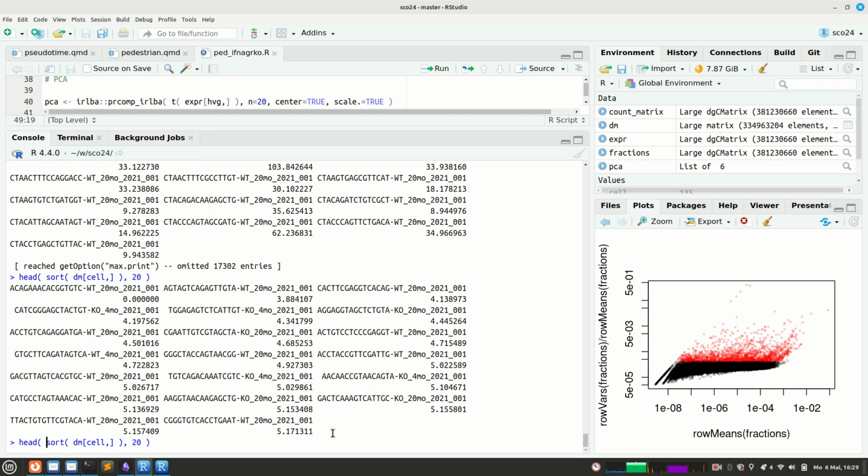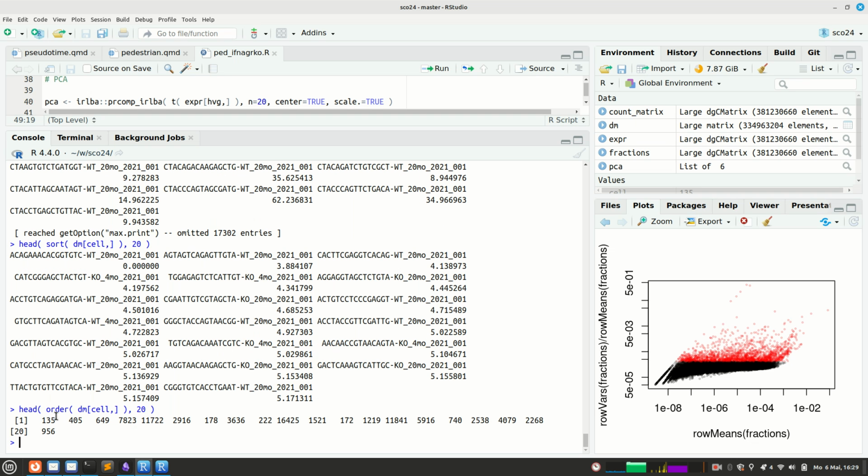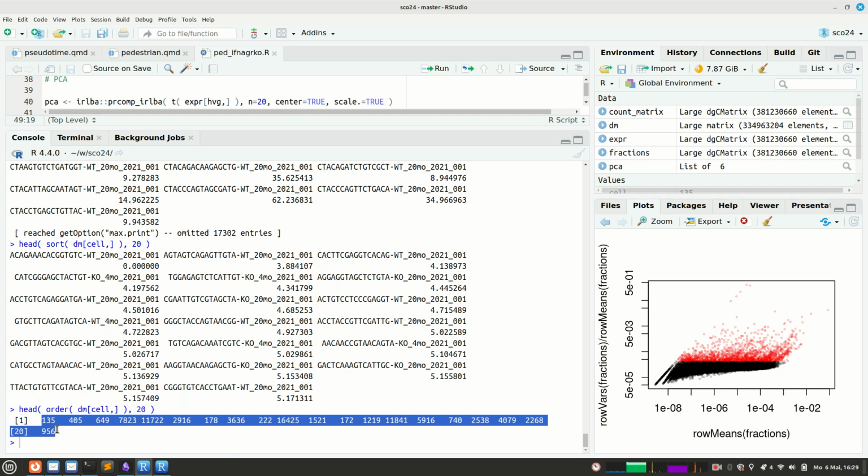Now, one thing you can do at more liberty is how do you now actually get the indices of these cells? In R, you do this by replacing the word sort with the word order. And what this now tells us is the index of the closest cell is 135. You remember I've picked cell number 135. So its closest neighbor is, of course, the cell itself with distance 0. The next cell, this one has index 405. The third closest neighbor is cell number 649, and so on. So this here is the 20 nearest neighbors of cell 127.